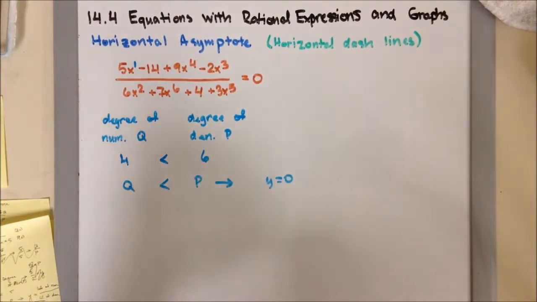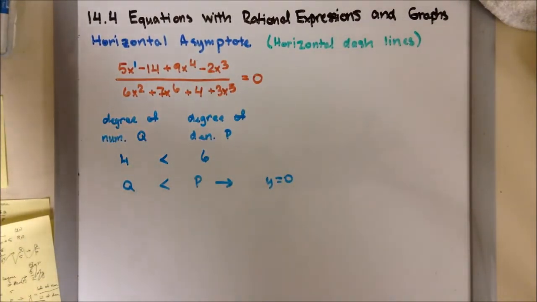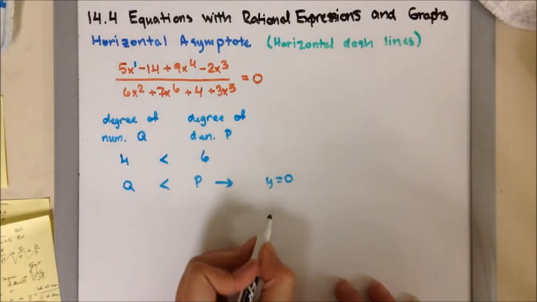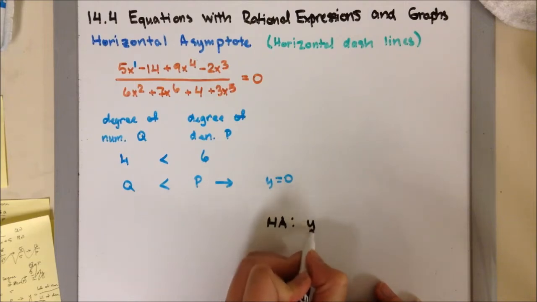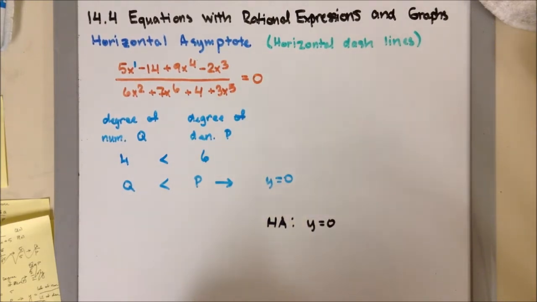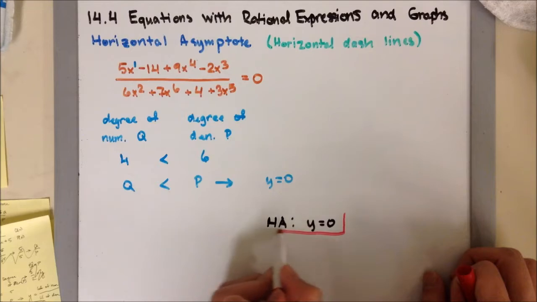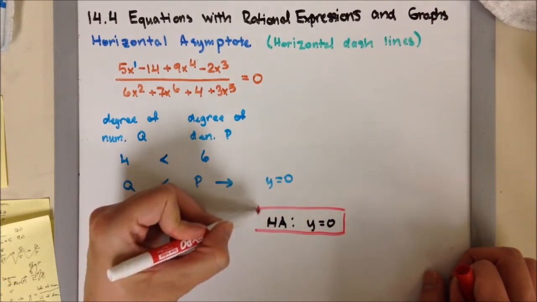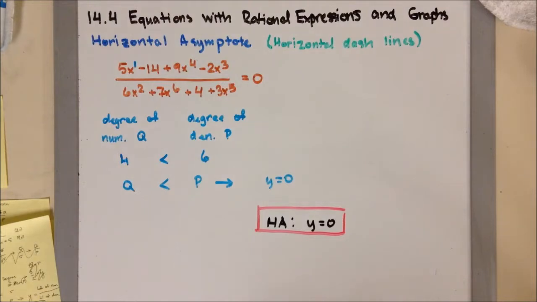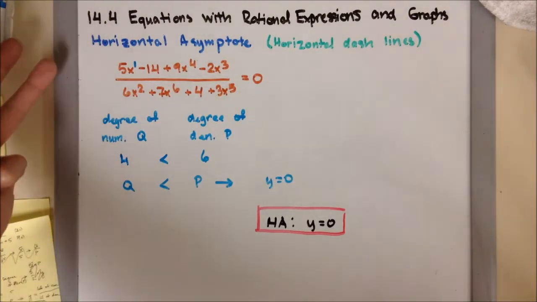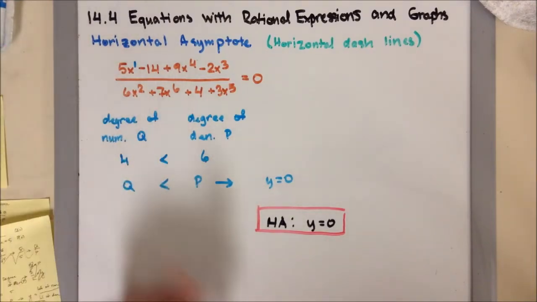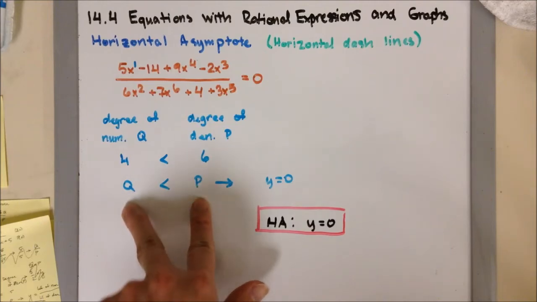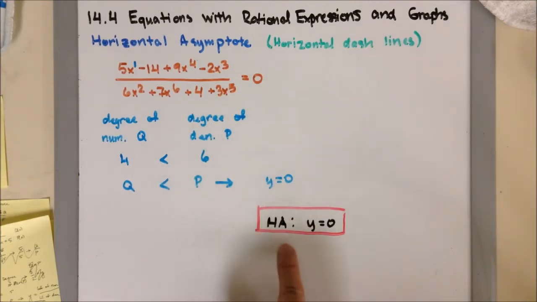So for my final answer, since I am looking for a horizontal asymptote, let me state that this is the horizontal asymptote, HA, and my horizontal asymptote is y equal to 0. And then I'm just going to box that up. And then that's all you have to do on finding horizontal asymptote. Identify the exponent in the numerator, identify the exponent of the denominator, compare them to, where I determine that Q is less than P, then therefore my horizontal asymptote is y equal to 0.